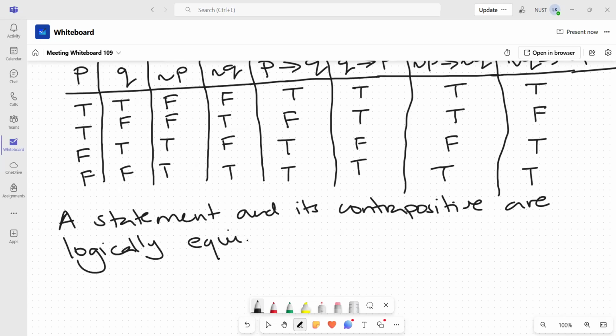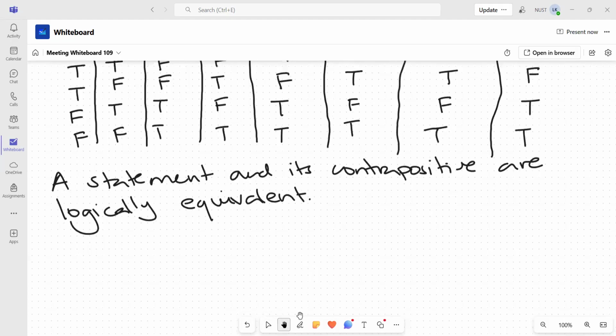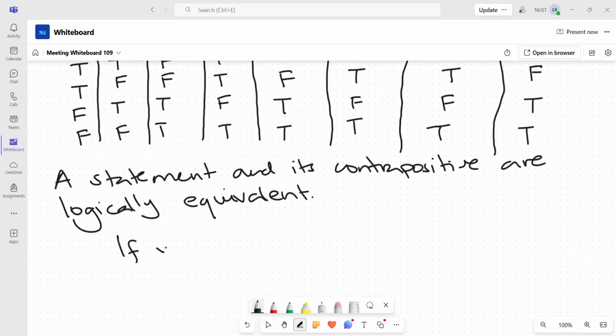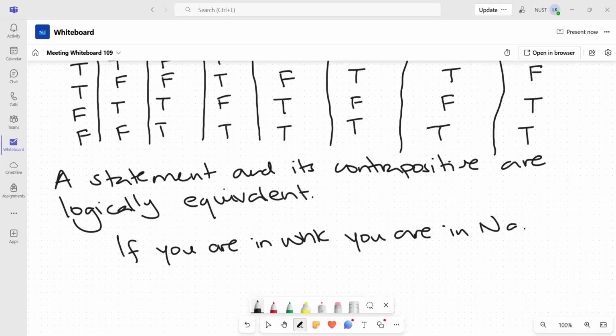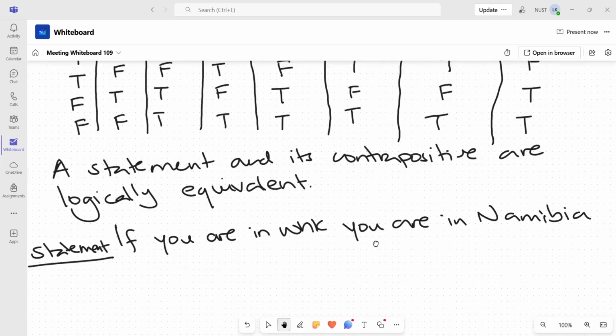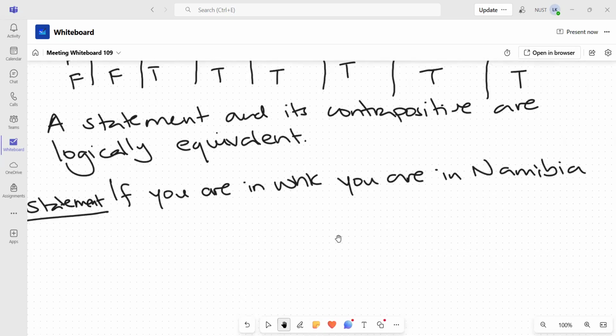Okay, so they have the same truth table. This means that they are logically equivalent. So an example of this is: if you are in Windhoek, then you are in Namibia. So this is our statement. We can come up with some other statements and label them the converse, the contrapositive, and the inverse.